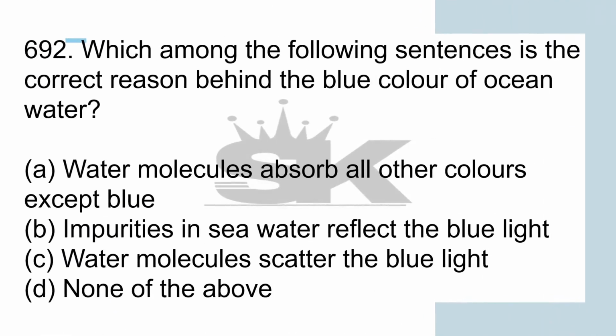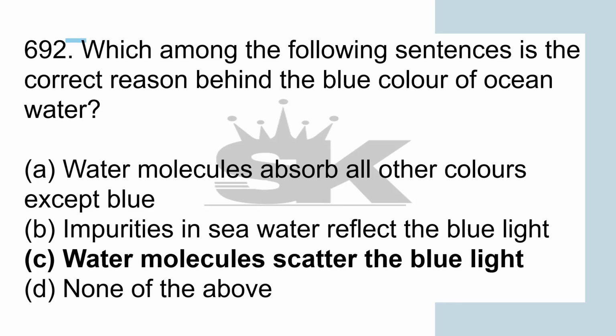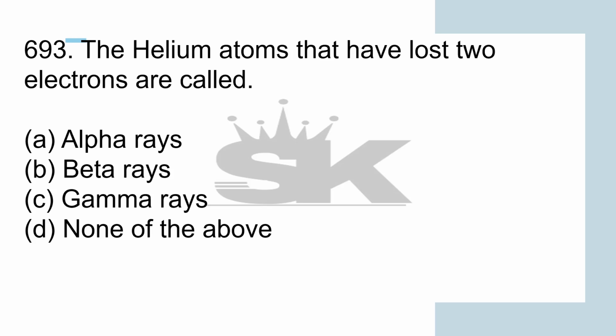Which among the following sentences is the correct reason behind the blue color of ocean water? That is, water molecules scatter blue light. The helium atoms that have lost two electrons are called alpha particles. The helium nucleus without any electrons is called an alpha particle. This is one of the three types of ionizing radiation: alpha, beta, gamma radiation.